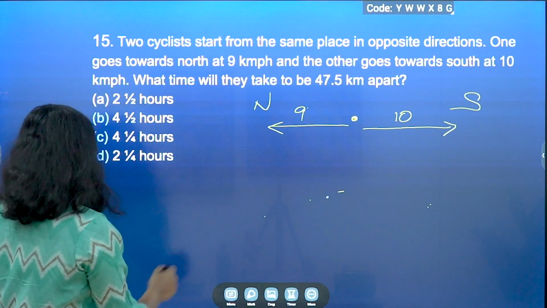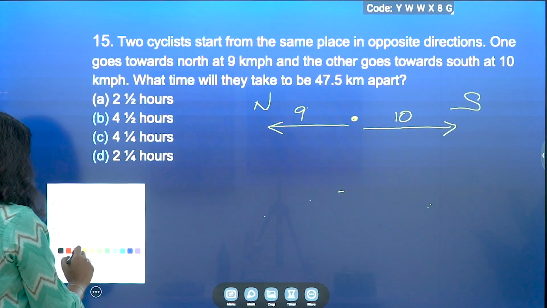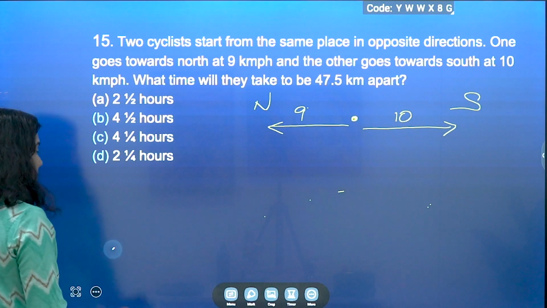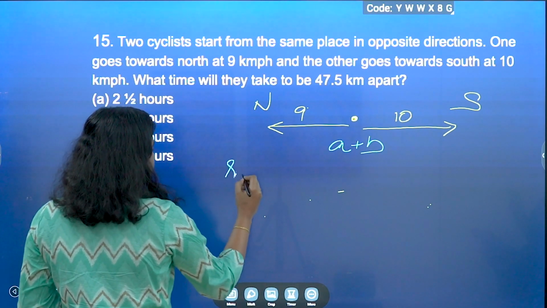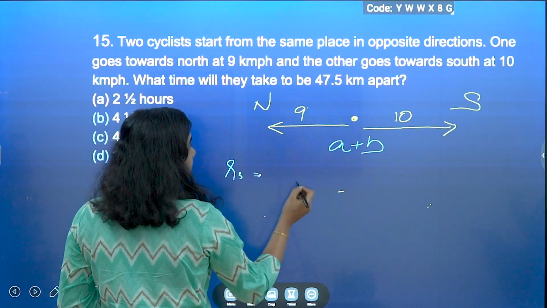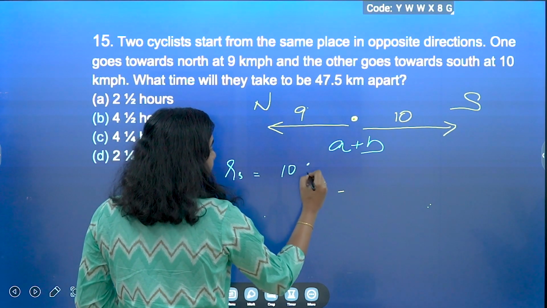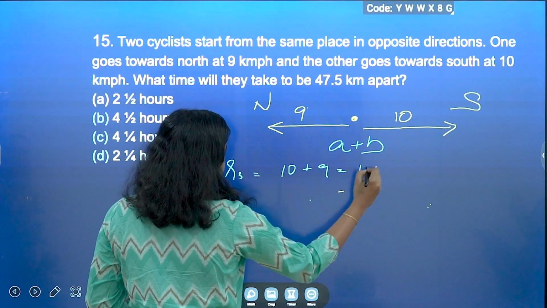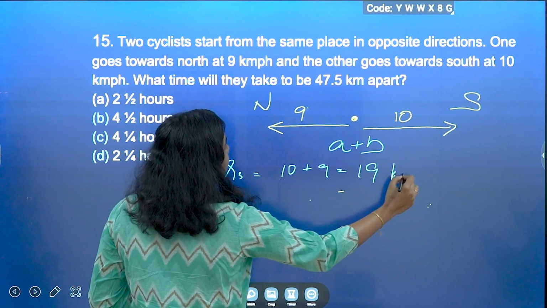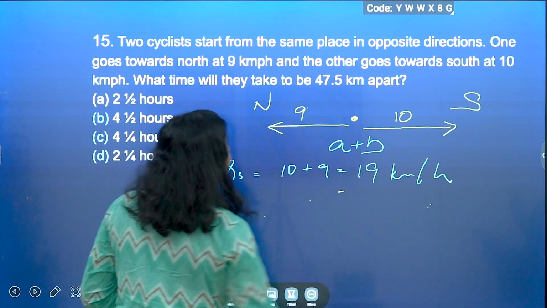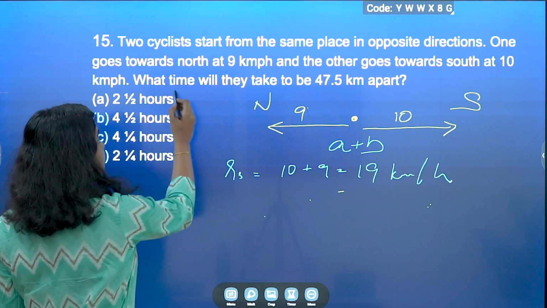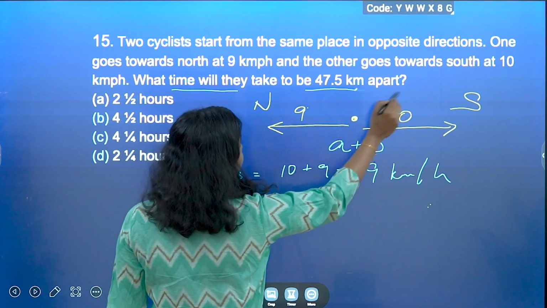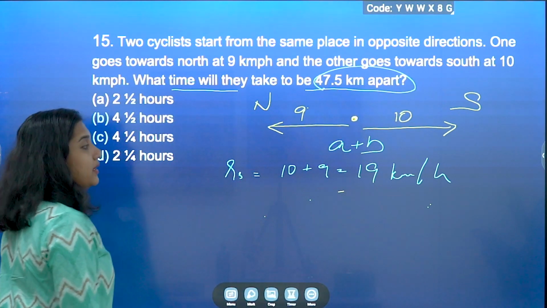So here they are moving in the opposite direction. Opposite direction means the relative speed should be A plus B. So the relative speed is 10 plus 9, which is 19. Okay, 19 km/h. That is the relative speed of these two cyclists. So we have to find out the time taken by these two cyclists to be 47.5 km apart.